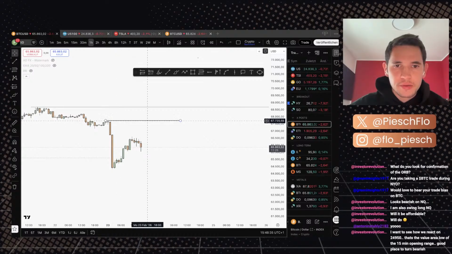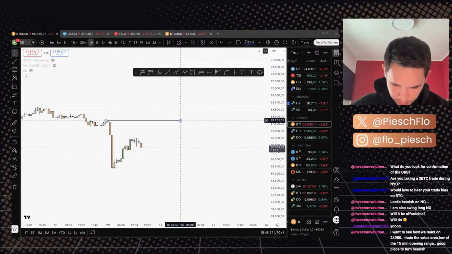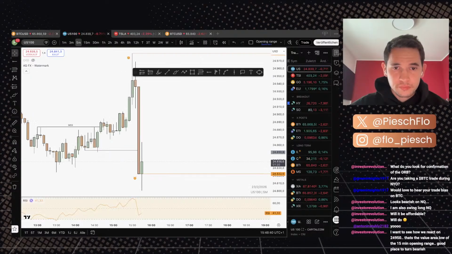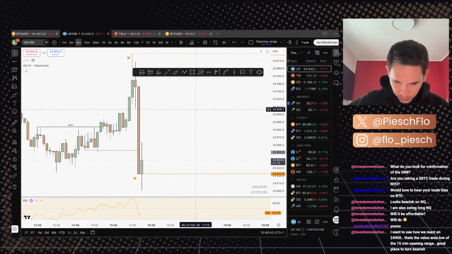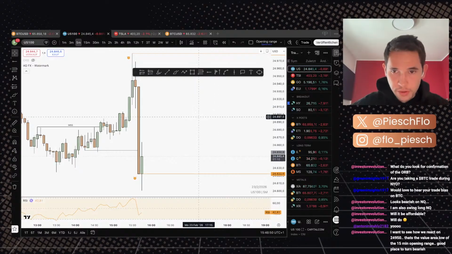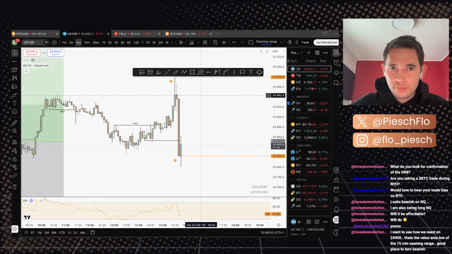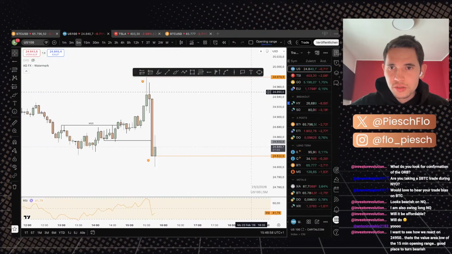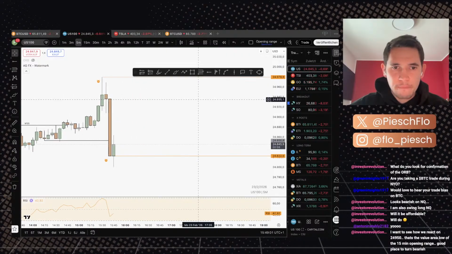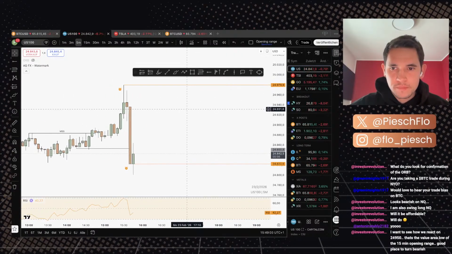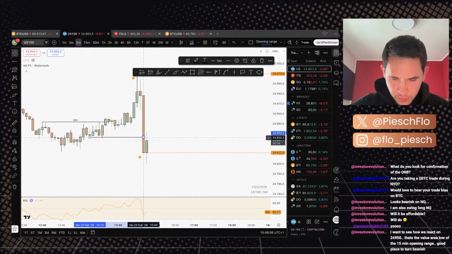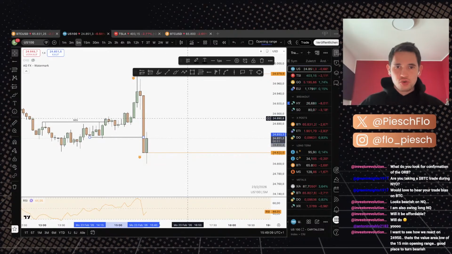For now, this is my high that we have to break. I want to see how we react on 24,950. That's the value area low of the 15-minute opening range. Good place to turn bearish. We have 50 more seconds, and if we close below, we're shifting bearish, and then we are looking for shorts, guys. Shorts, shorts, shorts.